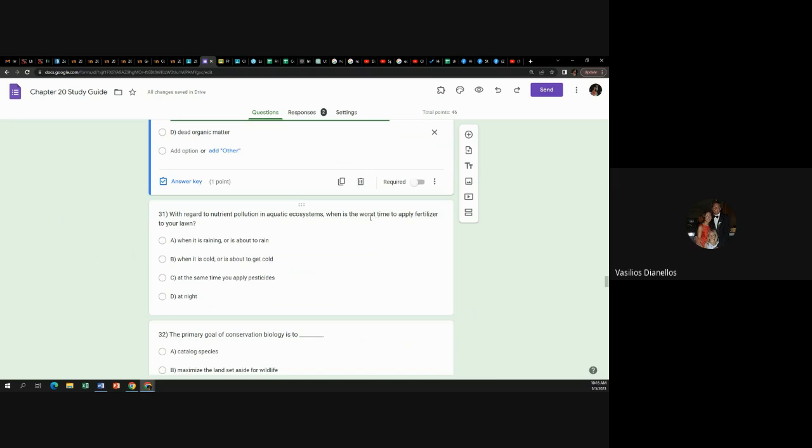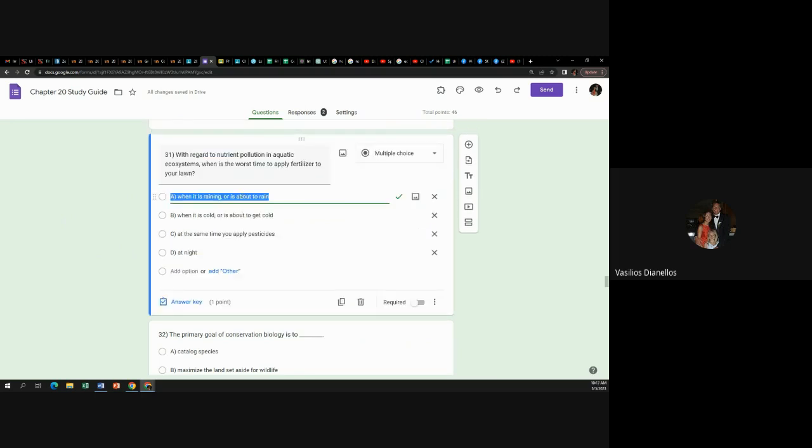So with that in mind, let's look at these options. When it's raining or is it about to rain? That is the worst time for me to apply my fertilizer because it'll just wash into the river, right? So that is the correct answer. Temperature, I didn't mention anything about temperature. Pesticides have nothing to do with this. Any questions about this?